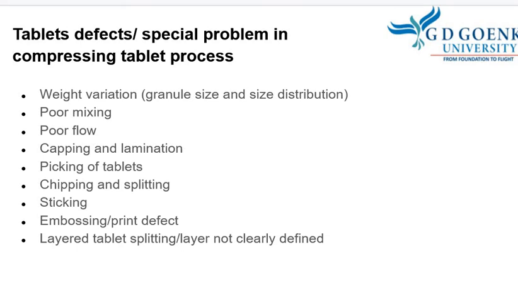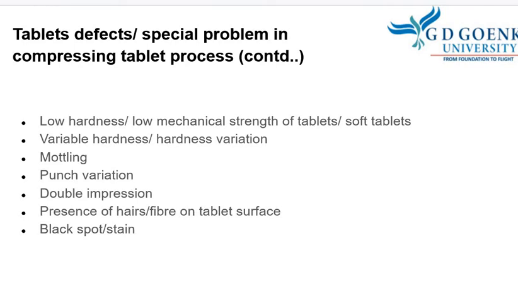Chipping and splitting: if an inadequate amount of binder is present, then side chipping of the tablet occurs. Or in case adequate hardness is not there, during coating, chipping can happen. Embossing and print defects, that means the print spreads on the surface of the film of the tablet. And layer splitting, or layers are not clearly defined. In case of bilayer tablets, this is most widely experienced.